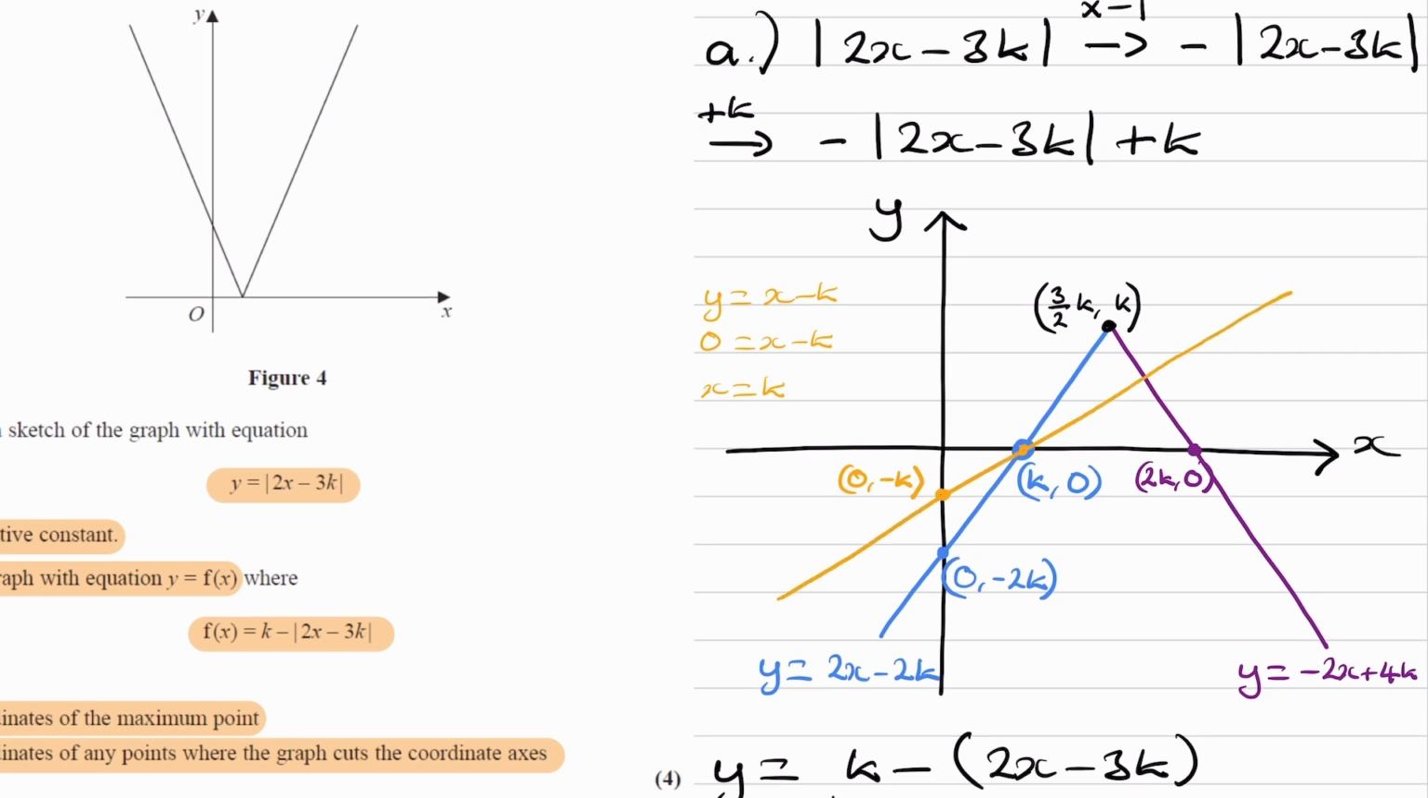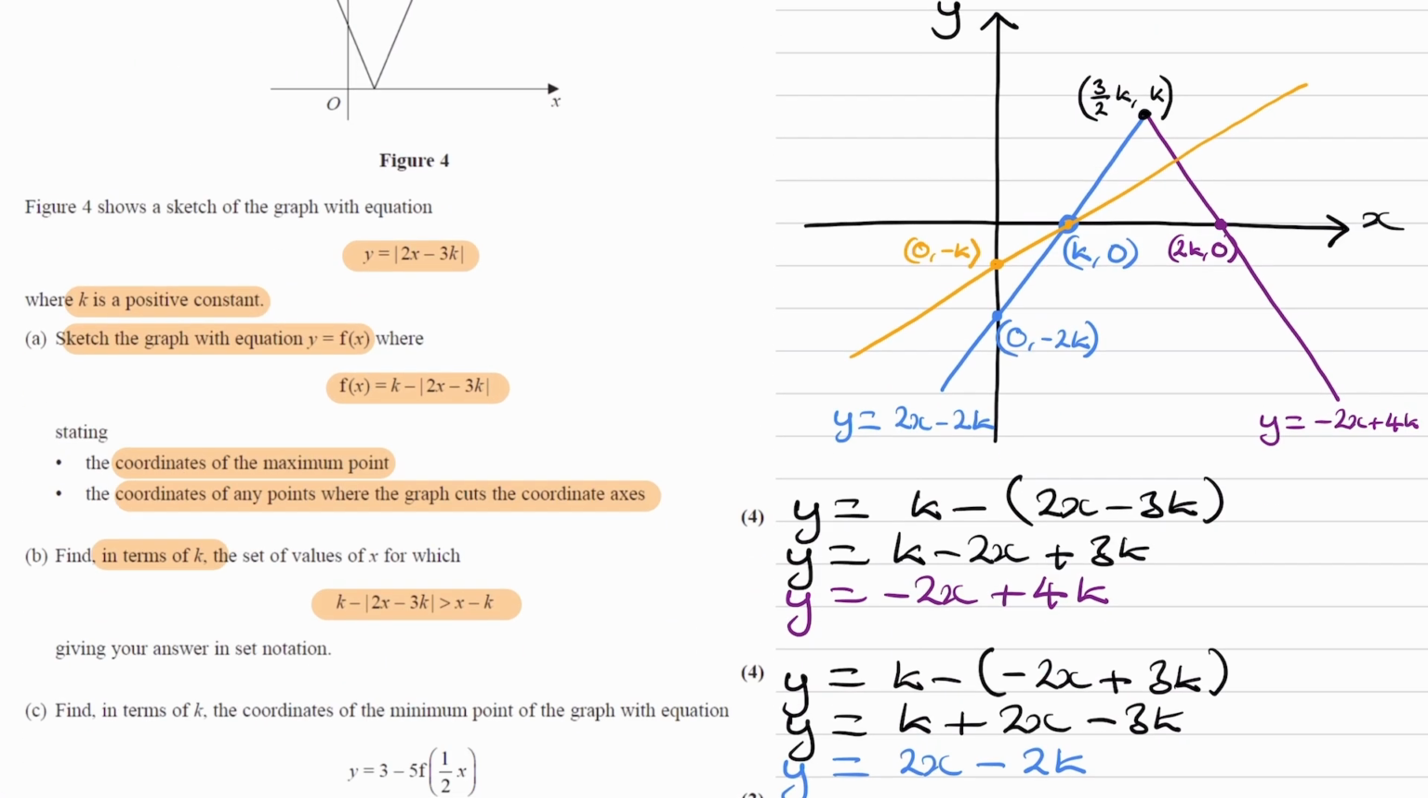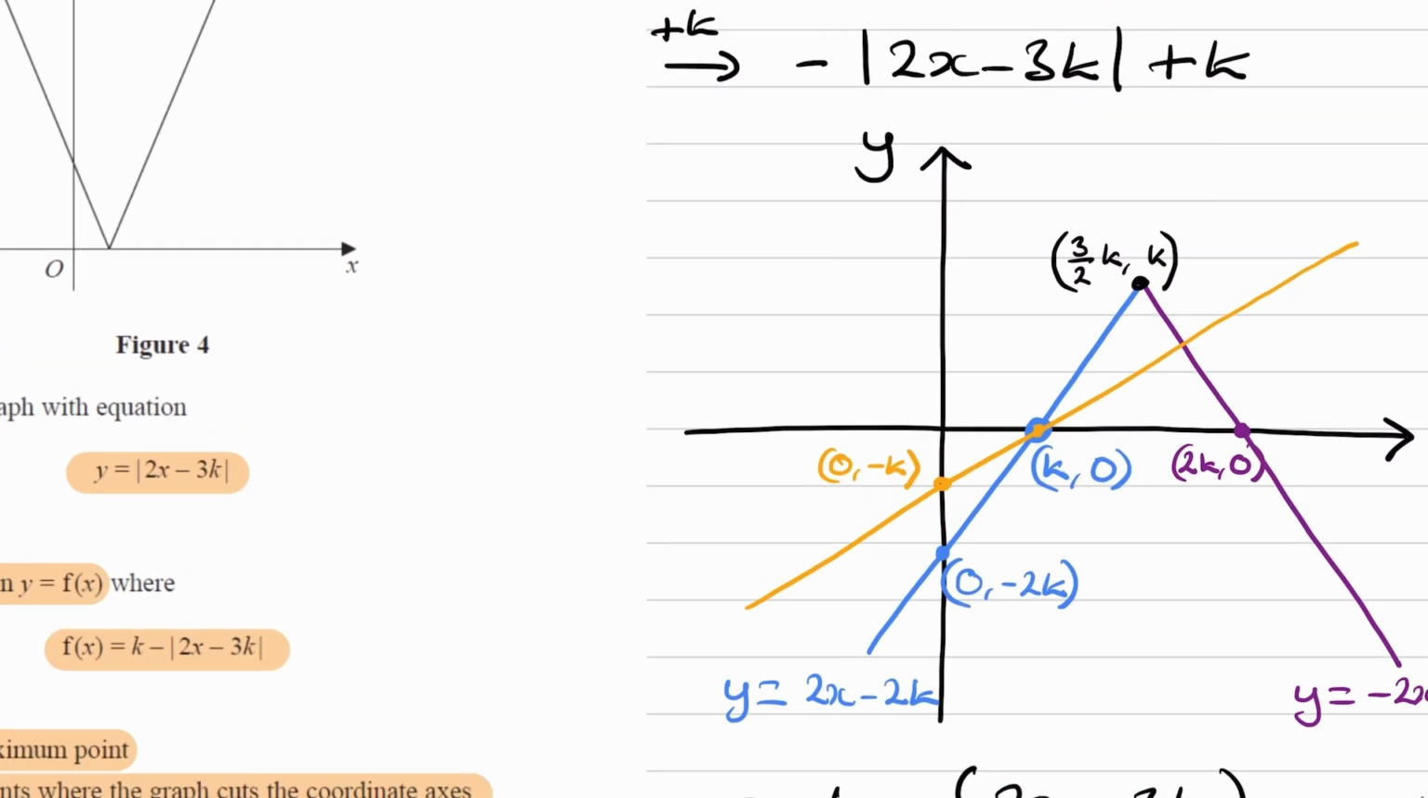So it looks something like this. And then we're trying to see where the modulus function is greater than the straight line. Going back to the inequality, when is the modulus function greater than the straight line? So what that basically means is, for a given x-coordinate, let's say this x-coordinate over here, when is the output y value for the modulus function greater than the output y value for the line? So we can see that occurs over here.